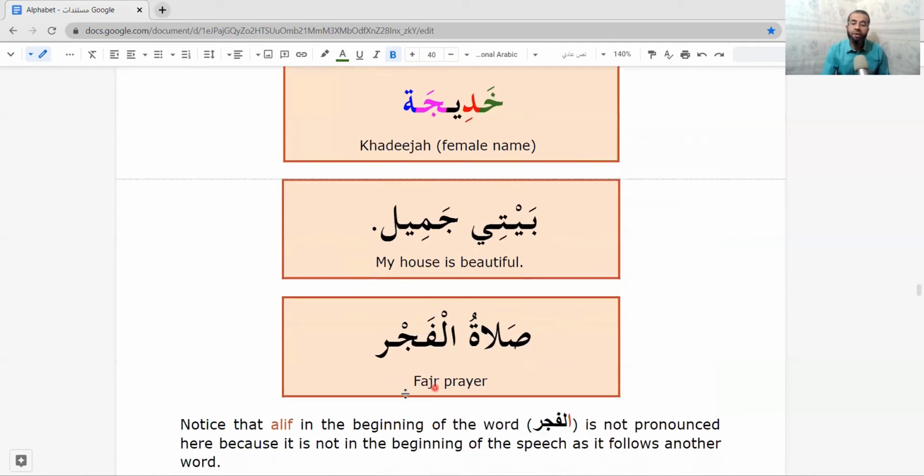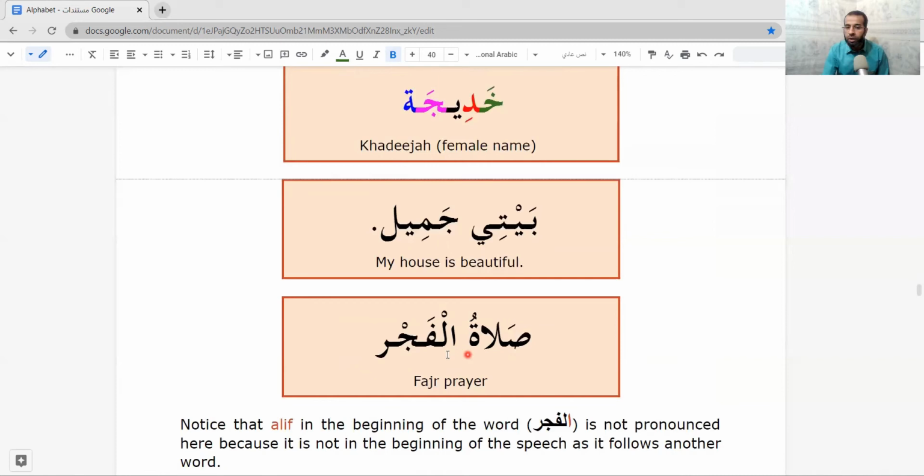And this, Fajr prayer. This is Salah. And here, if we pronounce this, it will be Salatu, and then it will be followed by this word. This word, if we read it alone, it will say Al-Fajr. But when we connect the two words, the Ta marbuta will be pronounced as Ta, not Ha, and the Alif in Al-Fajr will be silent.